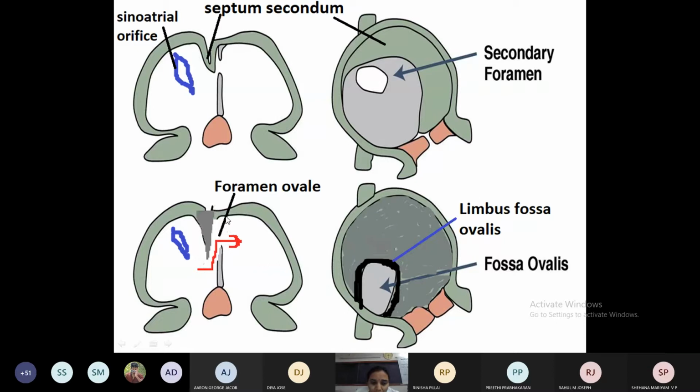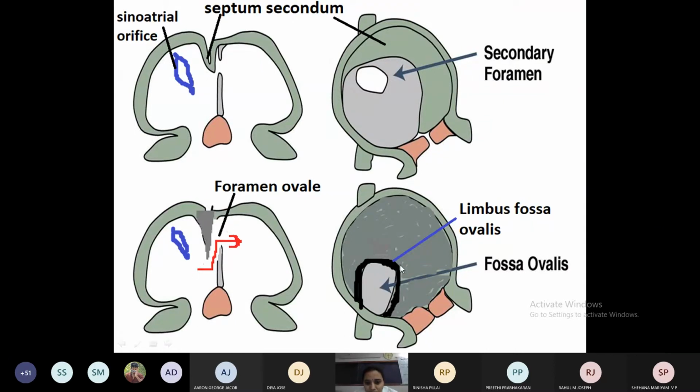As the lungs are not functioning, the right part of the heart will not send most of its blood to the lungs for oxygenation. Instead, it will be bypassed to the left side, and this will be sent to different parts of the body of the fetus. So this foramen, with the septum secundum, acts like a flap wall. It transmits the blood from right to left, not from left to right.